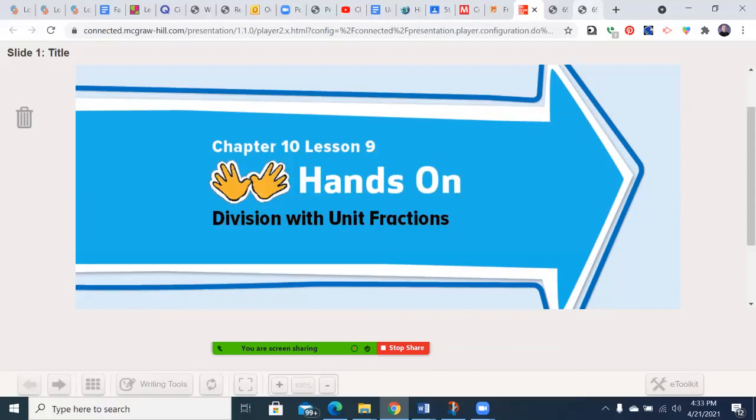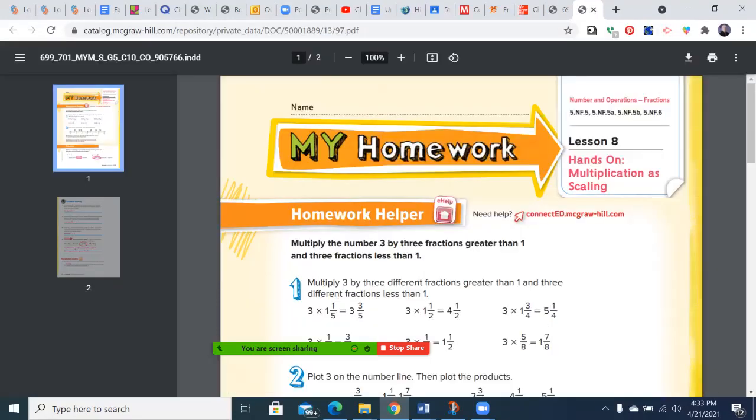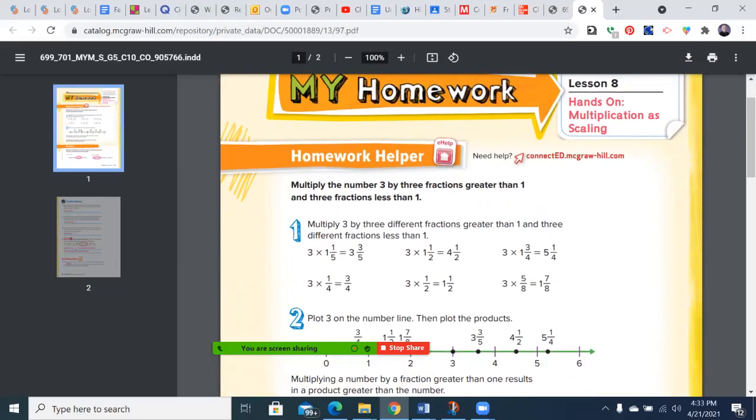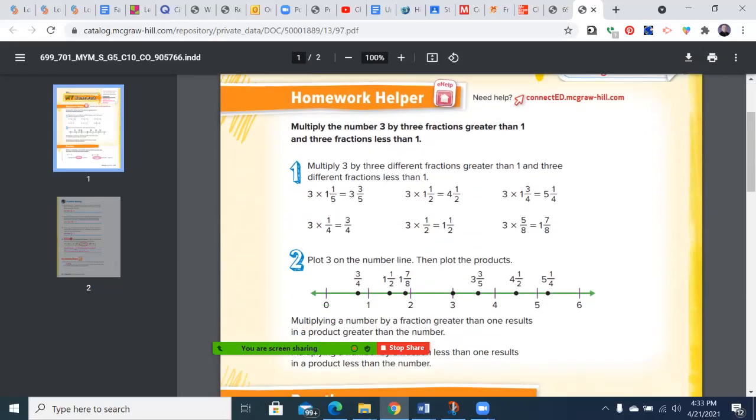All right, let's begin our session by looking at our previous session's assignment. During that session, we were looking at scaling. Long story short, if you take your whole number and multiply it by a fraction greater than 1, your product was greater than the original whole number. If you multiplied your whole number by a fraction that was less than 1, your product was less than the original whole number.